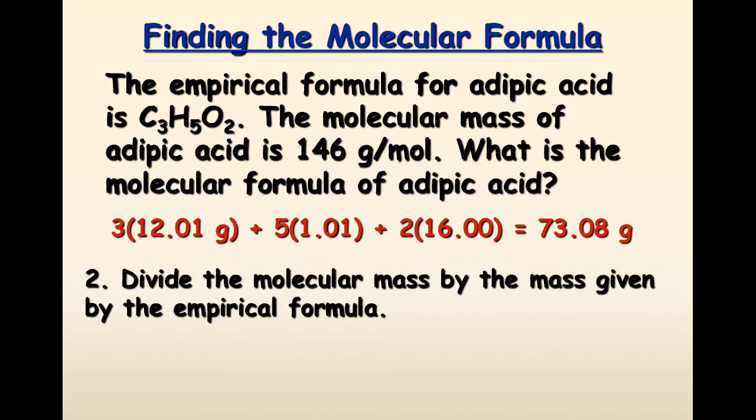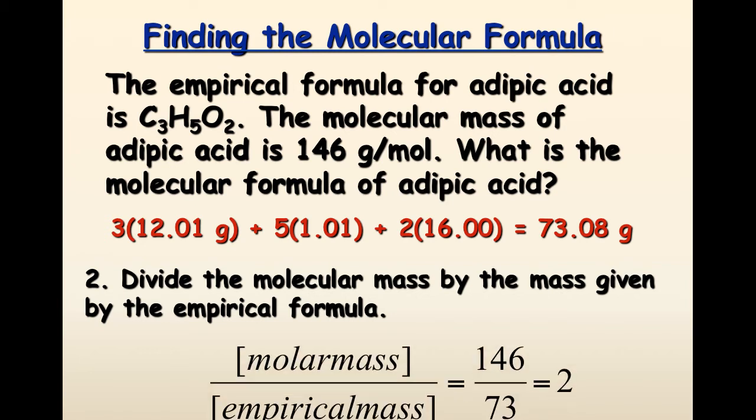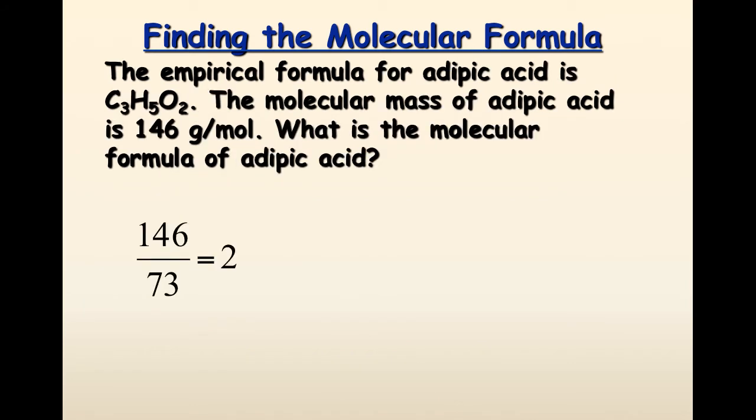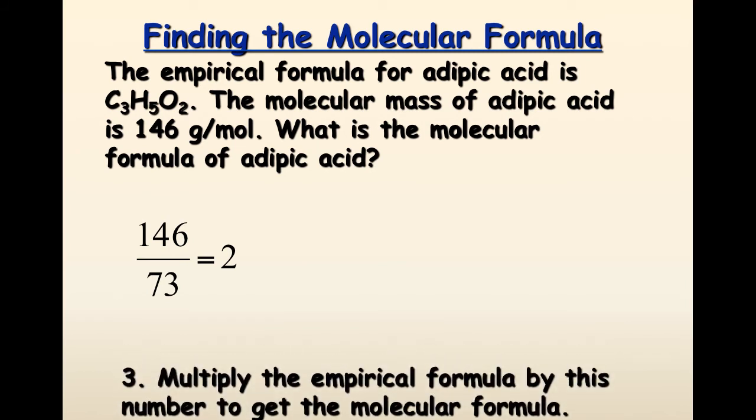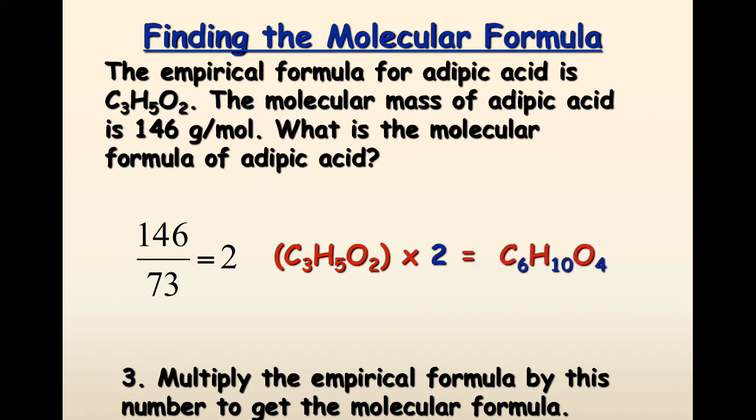Now I'm going to divide the molecular mass given above by the empirical formula mass. So molar mass given, 146, and the empirical mass, we calculated at 73. Divide those, you get a factor of 2. Well, multiply the empirical formula by this number to get the molecular formula. Basically, 2 is the N term from a few slides earlier. And here we have C6H10O4. This is the molecular formula of adipic acid.